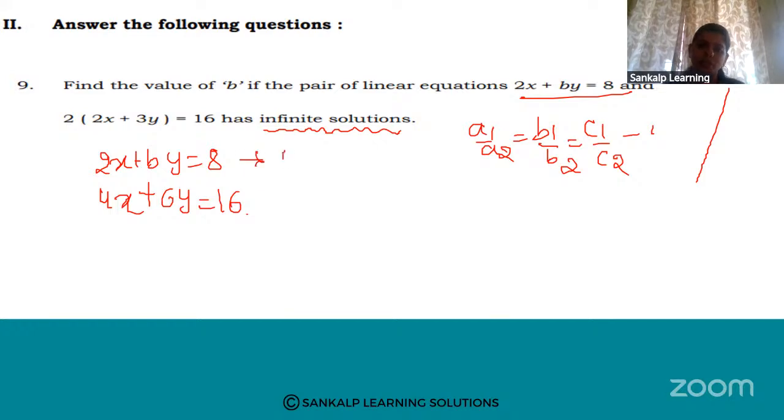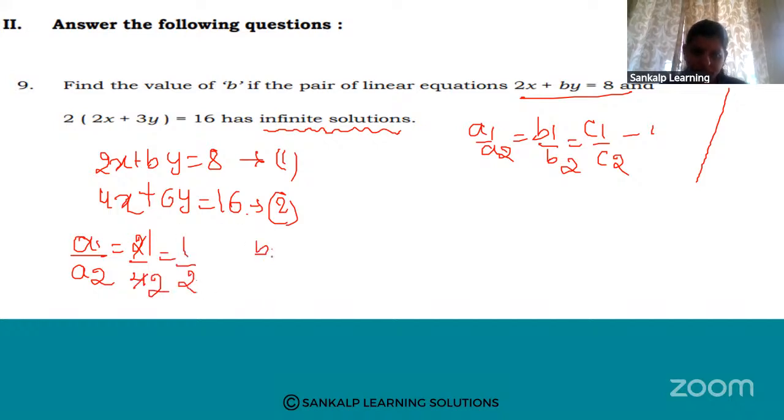So this is equation number 1 and this is equation number 2. Now this is in the form of a1x plus b1y is equal to c1, a2x plus b2y is equal to c2. Now we'll compare the ratios. a1 divided by a2 is equal to, what is the value of a1? a1 is 2, a2 value is 4 here. So 2 ones are, 2 twos are, that means 1 divided by 2.